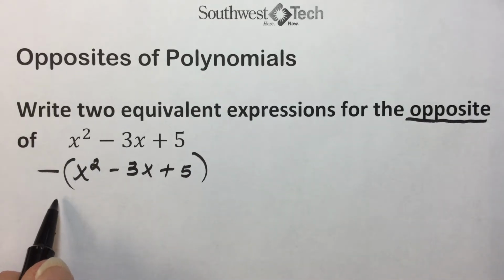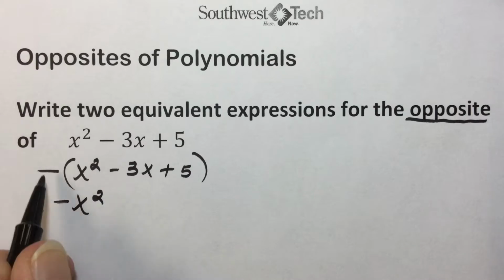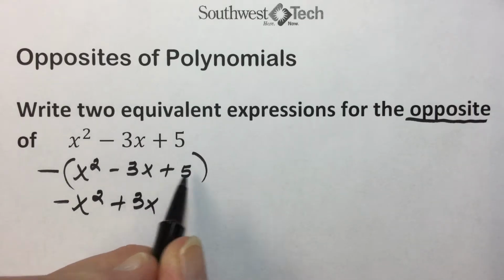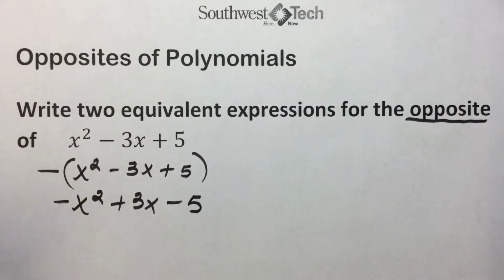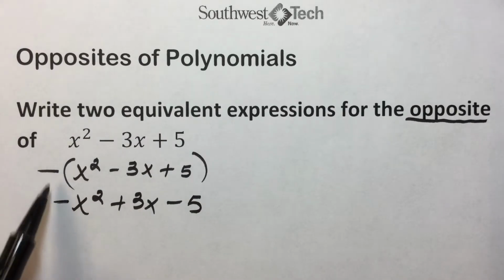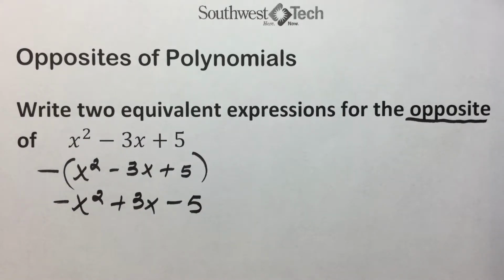-1 times x squared is -x squared. Negative times negative is positive 3x, and negative times positive 5 is a -5. It is the opposite of the original polynomial, and both of these are ways of expressing the opposite.